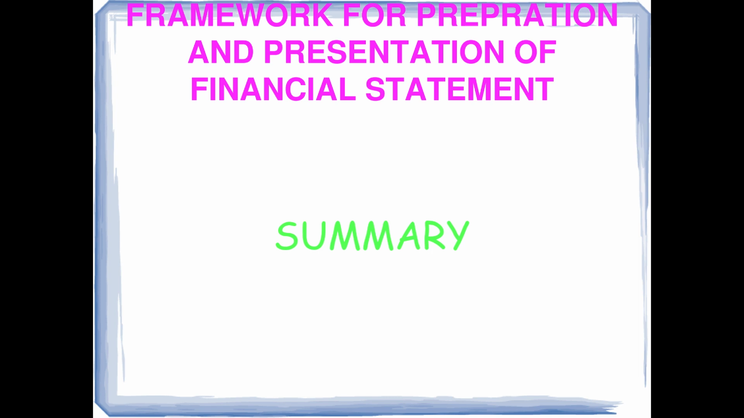Elements of financial statement. Assets: resource controlled by the enterprise as a result of past events from which future economic benefits are expected to flow to the enterprise. Liabilities: present obligation of the enterprise arising from past events, the settlement of which is expected to result in an outflow of resource embodying economic benefits. Equity: residual interest in the assets of an enterprise after deducting all its liabilities.